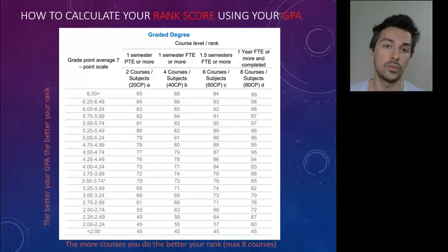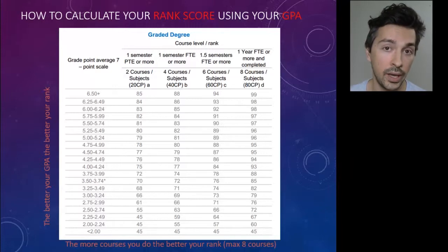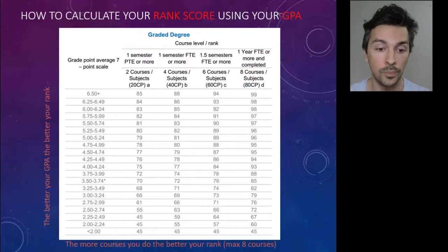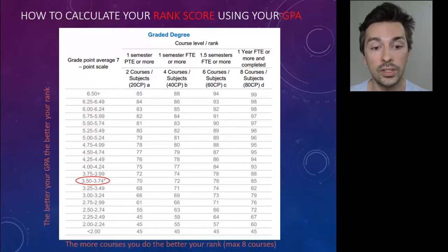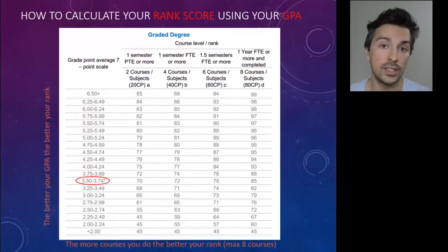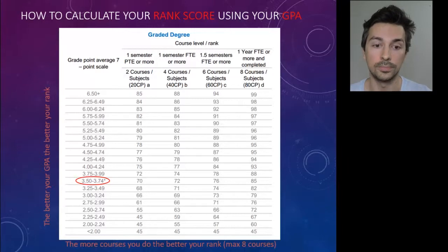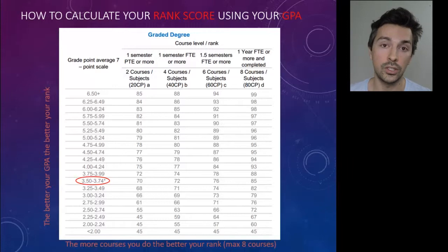Now, of course, rank is influenced heavily by GPA. So the better you do, the better your rank score as well. There is one thing to note about this table, and that's this cutoff of 3.75. If you have completed less than 8 courses and your GPA is under 3.75, then your OP score or ATAR score will be used, and you cannot use your rank score. However, if you have done 8 or more courses at uni and you have a GPA under 3.75, then the lower of the 2 scores will be used.